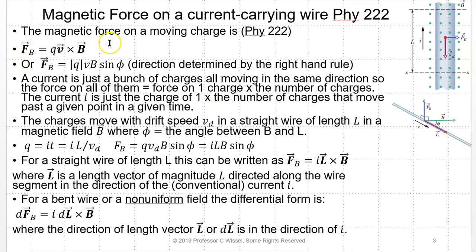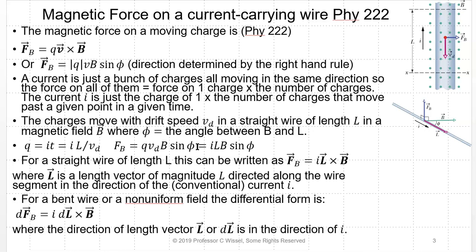Okay, so then we say the magnetic force on a moving charge is FB equals qv cross B, or FB equals qvB sine phi. The direction is, of course, determined by the right-hand rule. The current, of course, is just a bunch of charges all moving in the same direction. So the force on all of them equals the force on one charge times the number of charges. The current I is just a charge of 1 times the number of charges that move past a given point at a given time. The charges move with a drift speed vd in a straight wire of length L and a magnetic field B where phi is the angle between B and L.